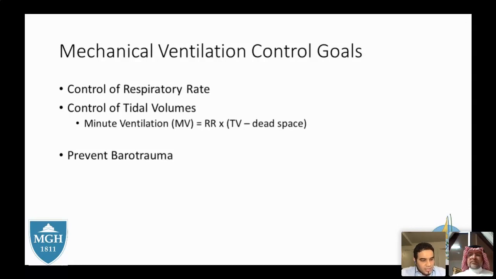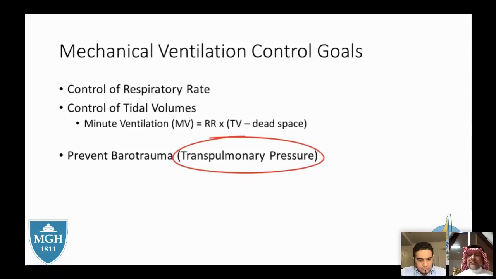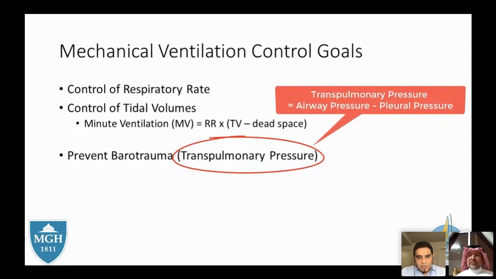Number two, we also seek to control the amount of pressure to prevent barotrauma to the lung tissue. This depends on the transpulmonary pressure, which is basically the difference between the air inside the lungs and the air outside the lung. During the following slides, we're going to explain more about that.